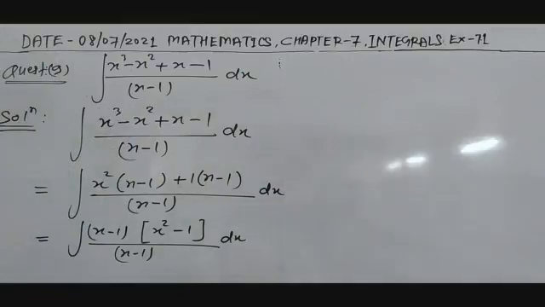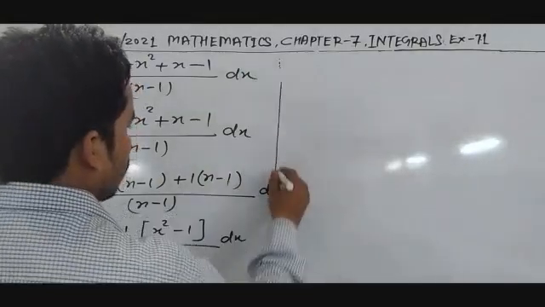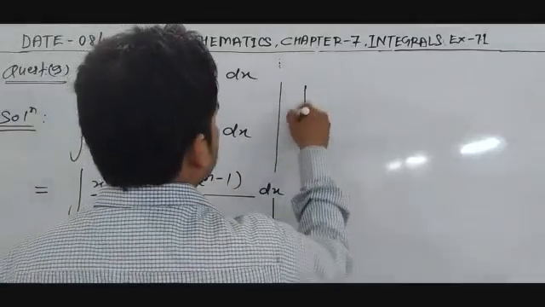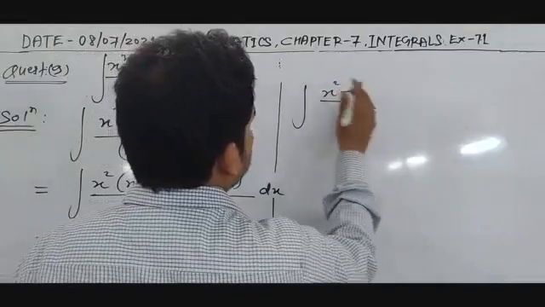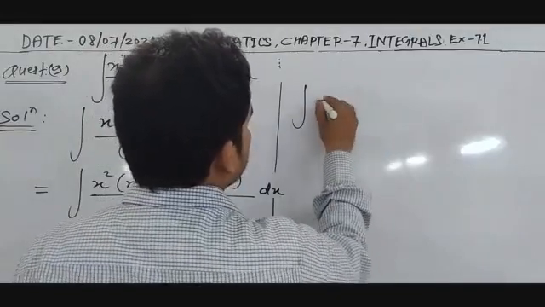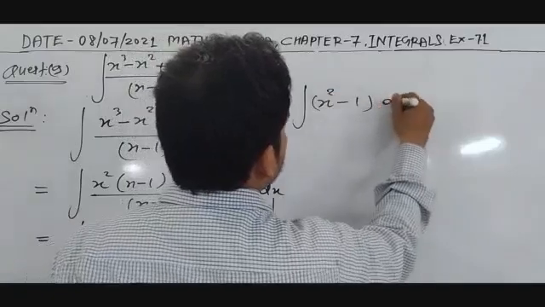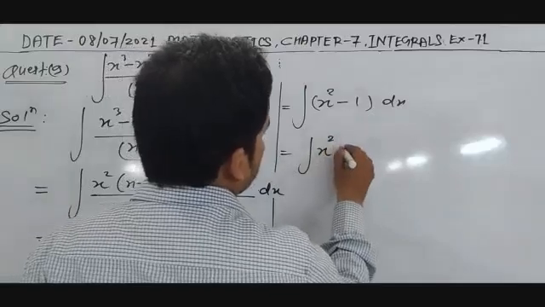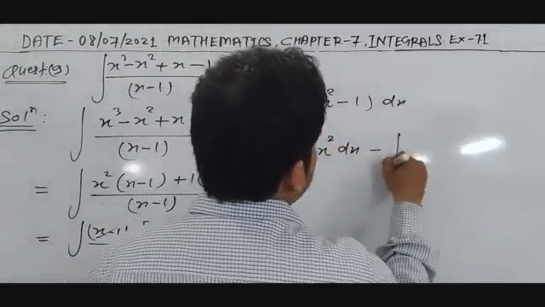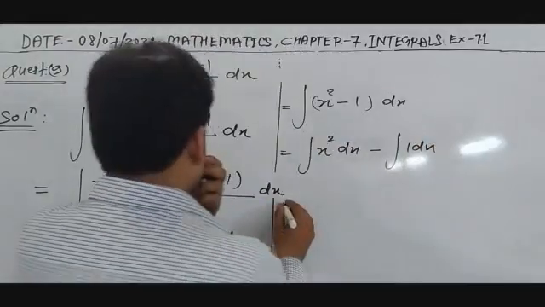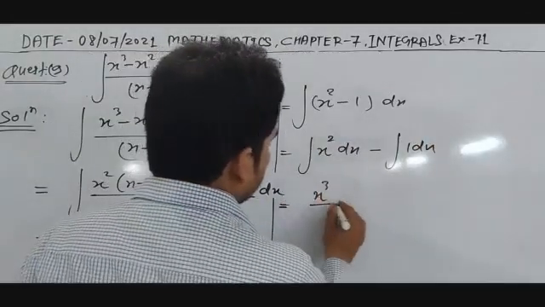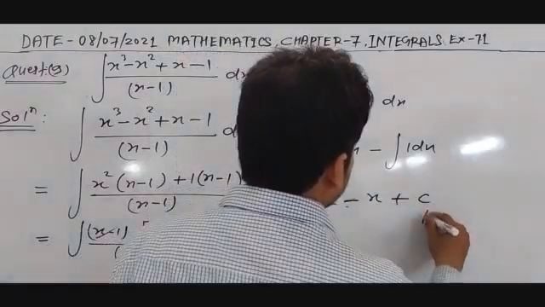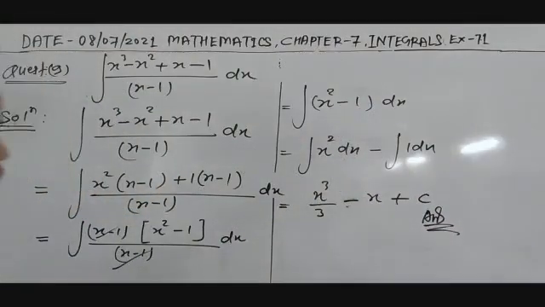So now x minus 1 term will cancel out, result will be integration over x square plus 1 dx, and this one can be written as integration over x square dx plus 1 dx, and its result will be x cube by 3 and plus 1 dx is x, plus c. This is the answer.